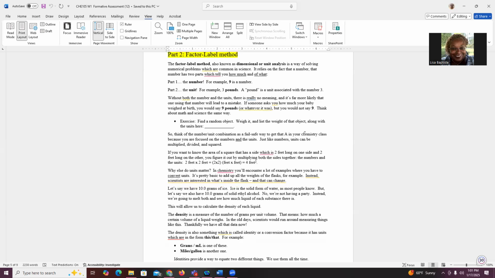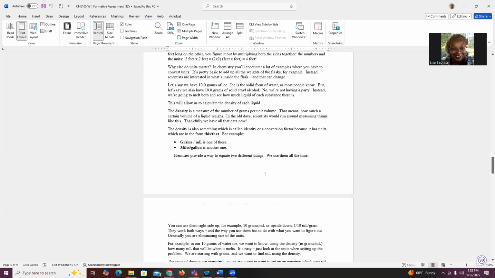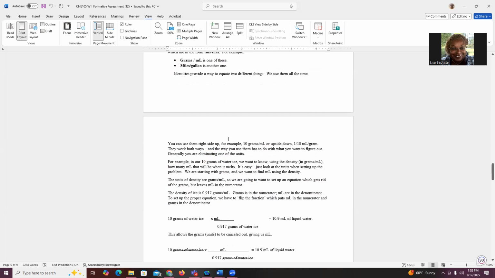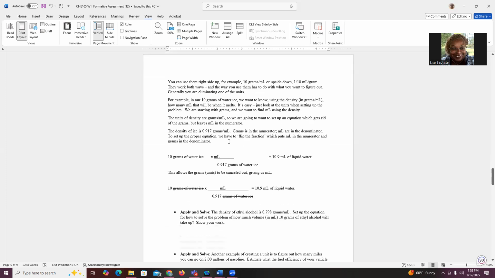And so when we're setting up problems, for example, we have 2 feet times 2 feet. We're going to multiply the numbers. We're also going to multiply the units. So 2 times 2 will give us 4. Feet times feet will give us feet squared. And so those units, if we're multiplying them, then we're going to increase the power. If we're dividing them, sometimes they cancel out if they are the same unit.